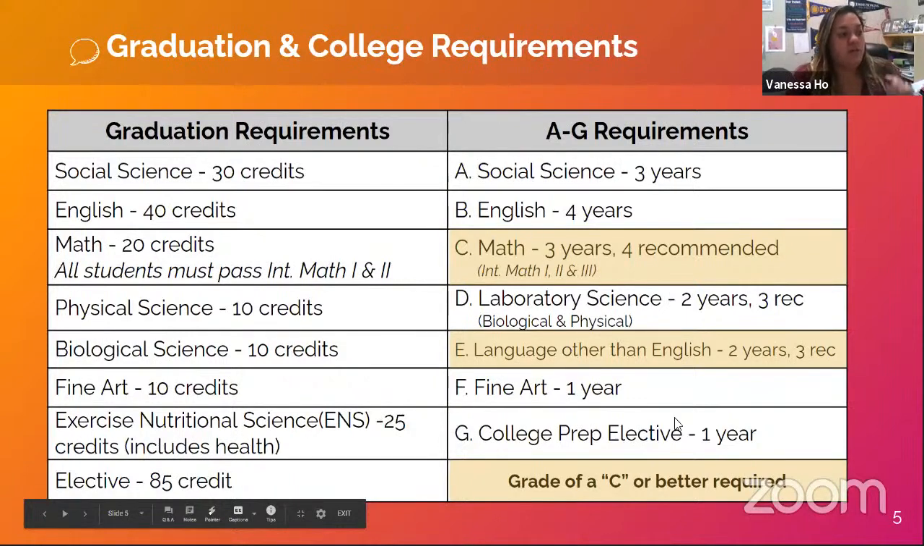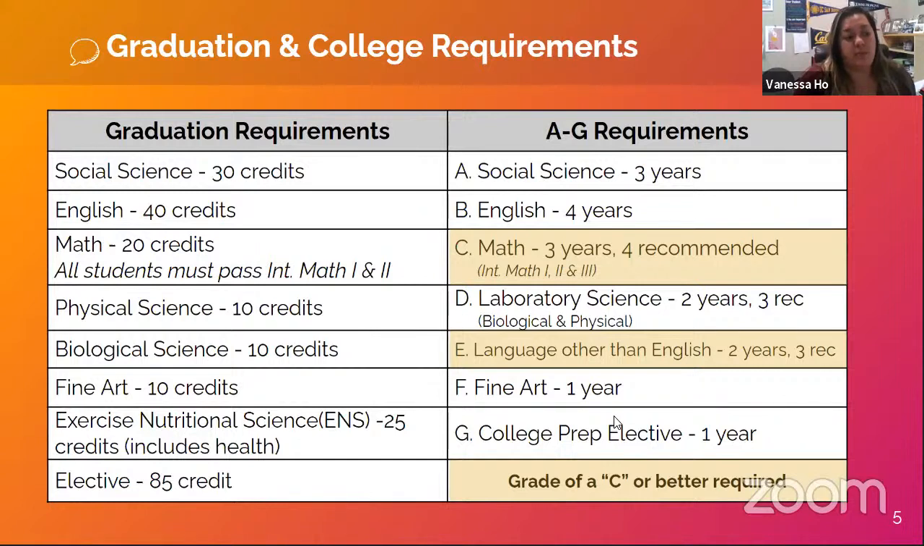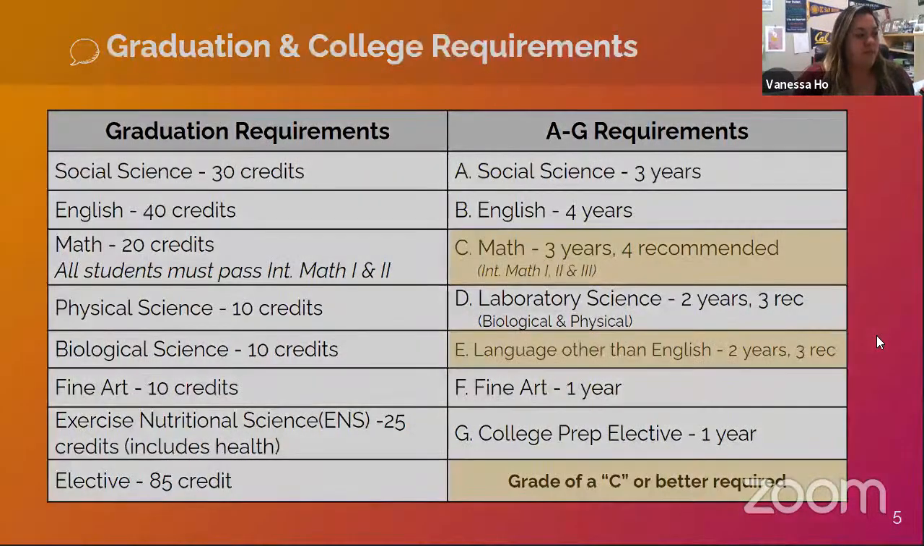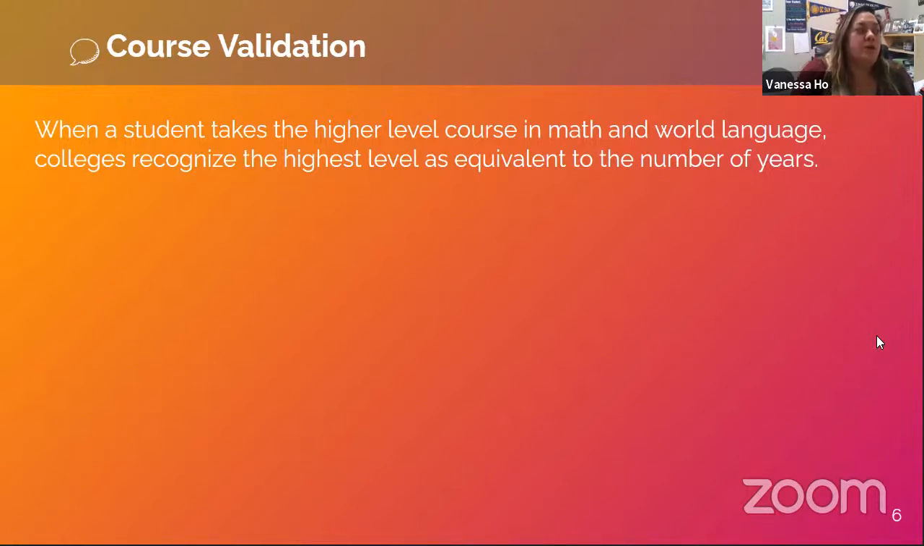In addition, all of the courses in the A through G requirements do need to be passed with a C or better. If students earn a D or an F in the class, they do need to repeat it in order for it to count towards meeting those requirements. Okay, moving on. So when a student takes a higher level math or world language course, the colleges and universities will recognize the highest level as meeting the equivalent of that number of years.